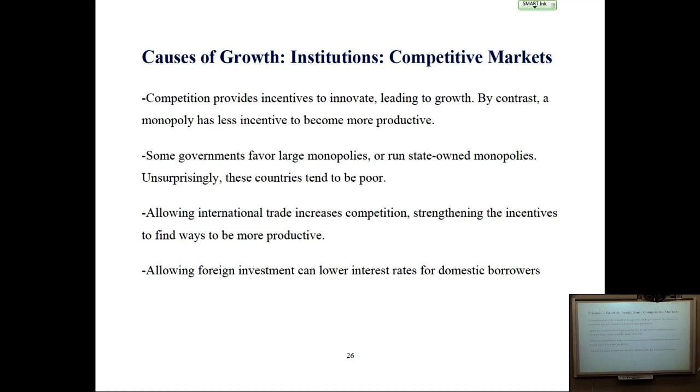International trade can also strengthen the competition. That's why it's put together in the same category as competitive markets. So now instead of just competing with domestic firms, you're also competing with foreign firms, so you have more people to try to stay ahead of and more pressure to innovate and do things better.